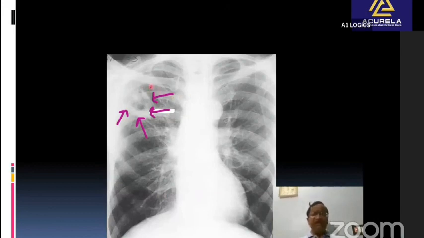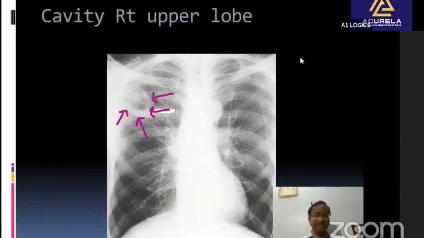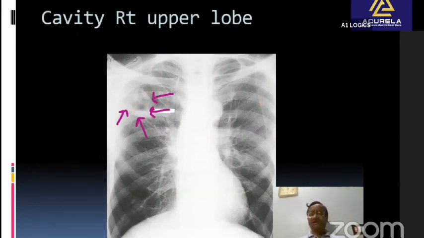Now we can see again another one. This is small. Unless we go methodically, you can miss this. We cannot comment on the CP angles. But you can see here a small cavity. Let's not be focused only on the lungs after the risk. Yes, we are clear.